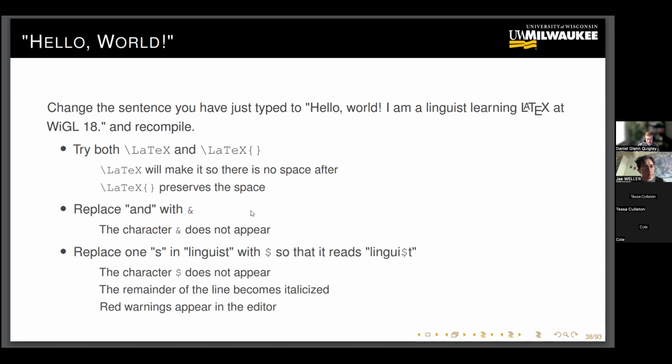Let's put the word "and" in there and try the ampersand and see what happens. Or change the S in "linguist" to a dollar sign and recompile and see what happens. What you should be seeing here is some weird things. First of all, the ampersand won't appear at all. Second of all, when you put in the dollar sign, your whole document sort of crashes. The rest of the following text becomes italicized, and you get red warnings if you're working in the editor. So what's going on here?